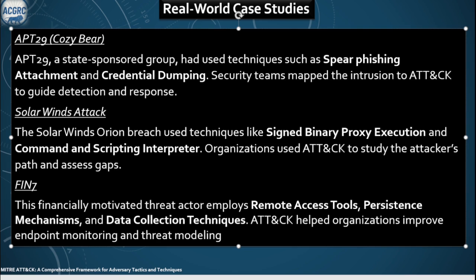Second is the SolarWinds Orion breach, which used techniques like signed binary proxy execution and command and scripting interpreter. Organizations use ATT&CK to study the attacker's path and assess the gaps, which helps them to fix or limit the attack and make changes so that future attacks can be deterred.